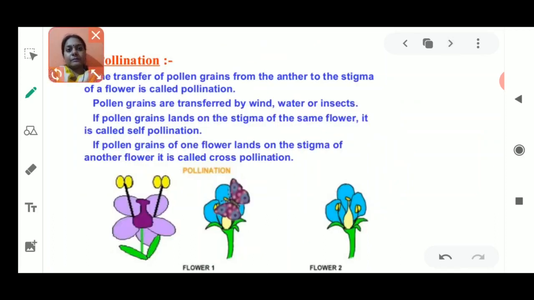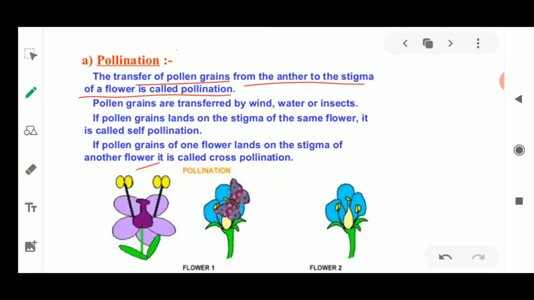sexual reproduction, that is pollination. So this is one of the most important parts of the sexual mode of reproduction, which is pollination. Now what does pollination mean? Pollination is the transfer of pollen grains from the anther to the stigma of a flower. Now where are these pollen grains present? Here the pollen grains come into the picture.